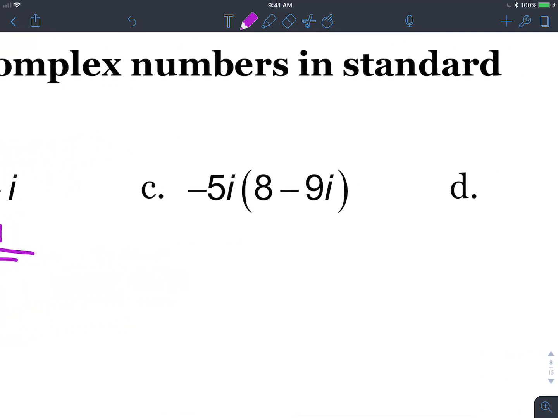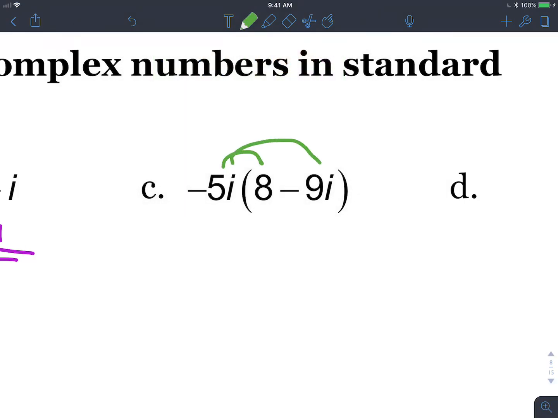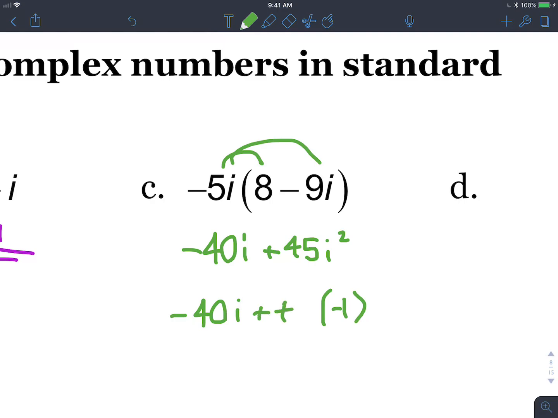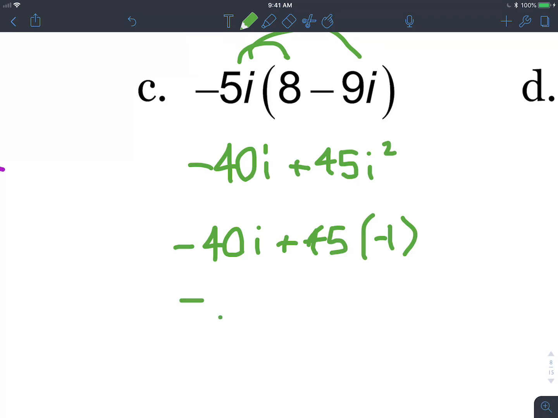Okay, next one. This one's got a little bit of a tricky thing. The first part doesn't start out bad. You're mostly all going to say that's negative 40i, and then plus 45, but then i times i is i squared. And the one additional step you've got to do is always change an i squared to a negative 1. So this will become negative 40i plus 45 times negative 1. So basically it simplifies down to negative 45 minus 40i.